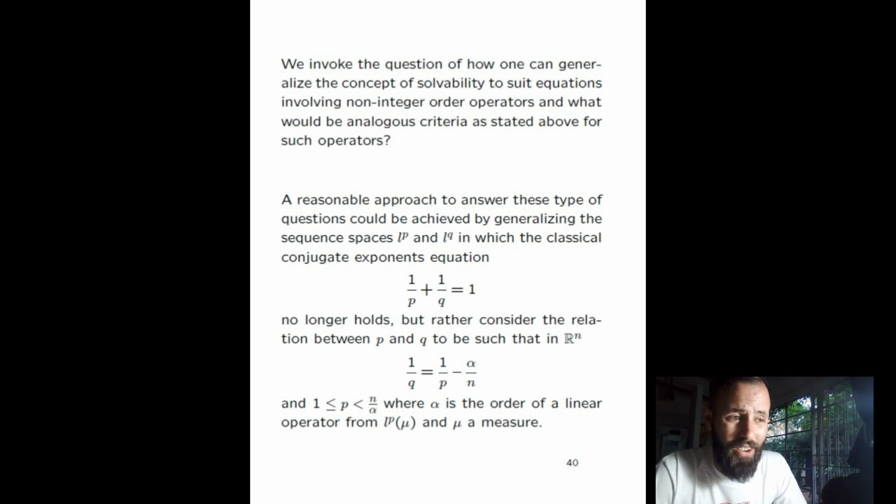But we believe that a reasonable starting point for tackling this problem would be to start with the sequence spaces l^p and l^q, and generalize or inspect the duality between these sequence spaces by refuting the Hölder conjugate relation between p and q, and rather coming up with a new relation between the two spaces. And from there, reworking our way through the solvability theory on operator equations.